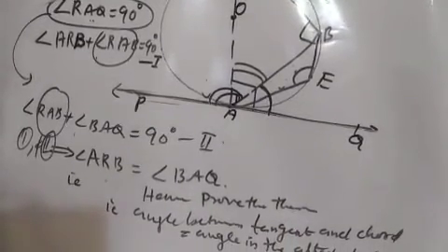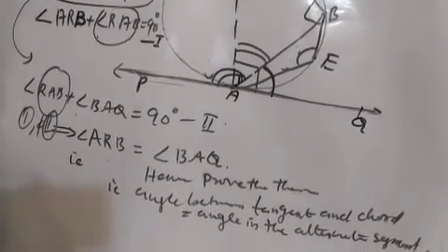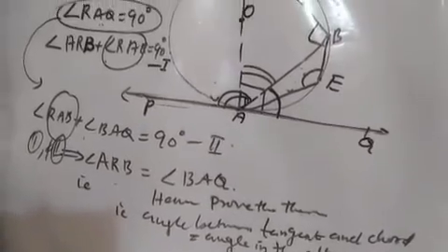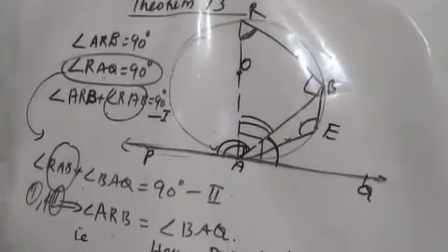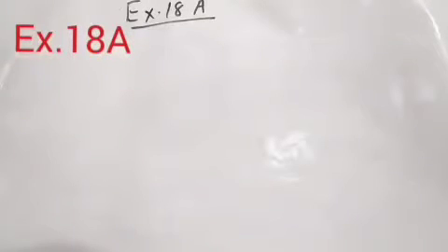Angle between the tangent and chord is equal to angle in the alternate segment. You write the statement of the theorem. Okay? Understood? Solve the problems from exercise 18A.